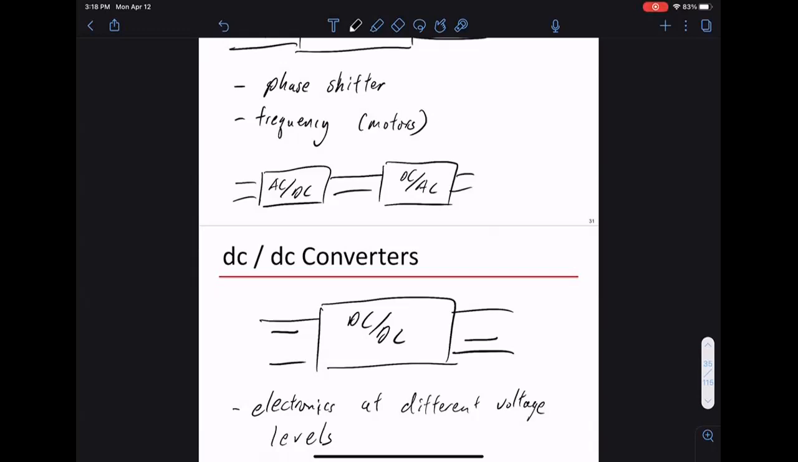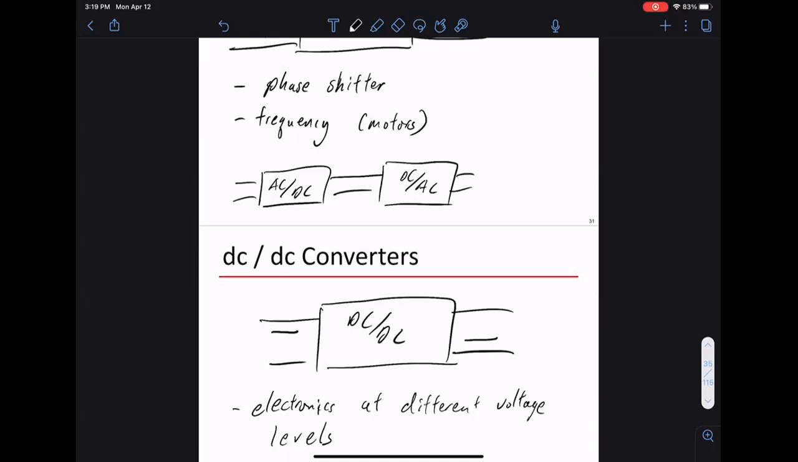You see this a lot, for example, in some applications, more often than in something like a ship or airplane, where you have multiple voltage levels and you need to convert a DC voltage to multiple levels. So all of these are used.